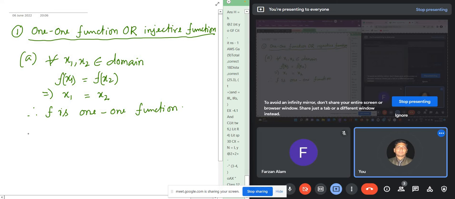Second type of questions. Suppose it is not a 1, 1 function or injective function. So here you will consider any two elements. Let x1, x2 belongs to domain.